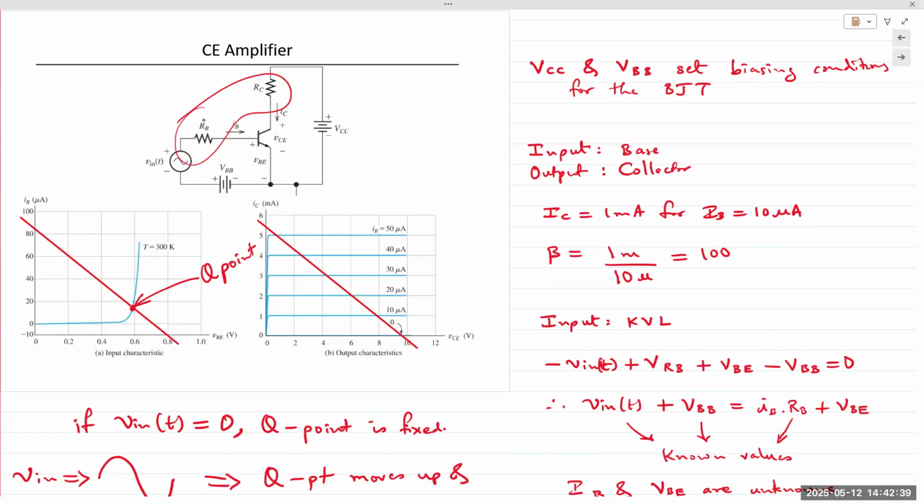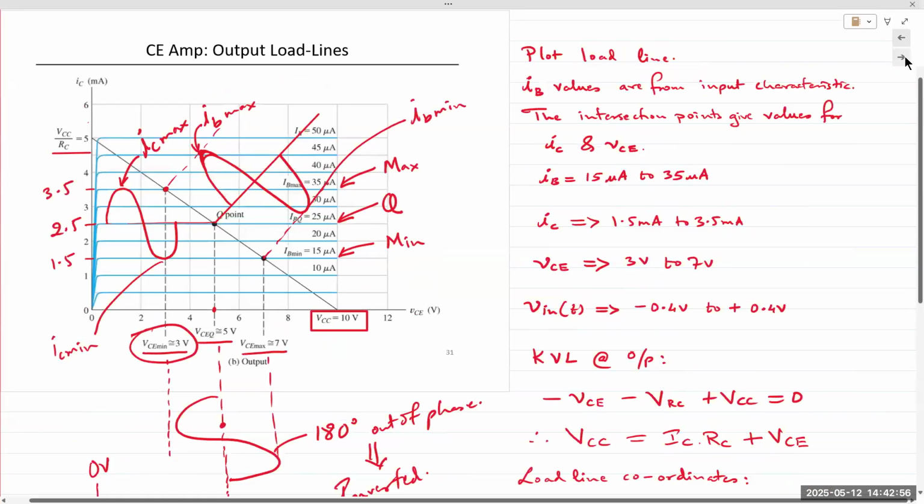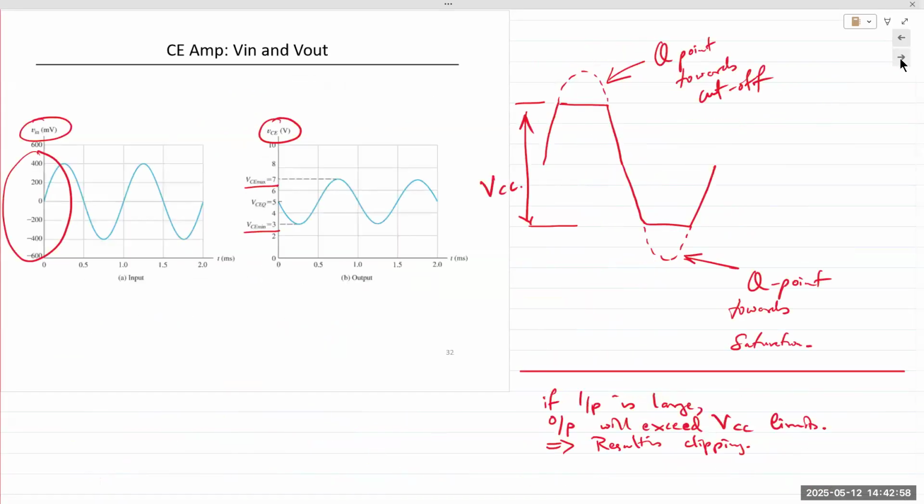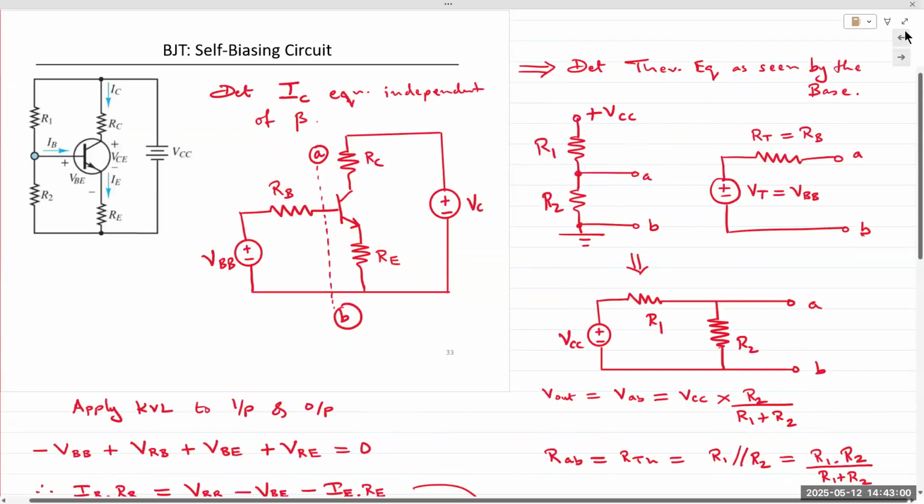Okay, that's a result of the biasing conditions. The end result of such a simple biasing circuit, as we are seeing here, is that it is highly dependent on beta. And of course, to avoid that, there are many other kinds of circuits and many other biasing configurations that we can use.